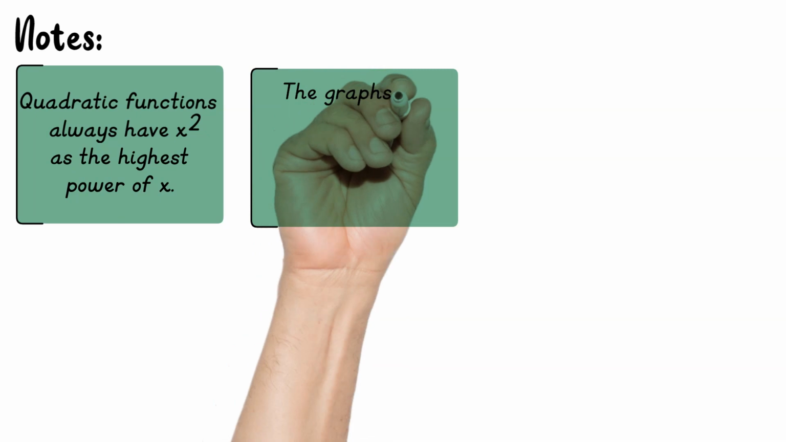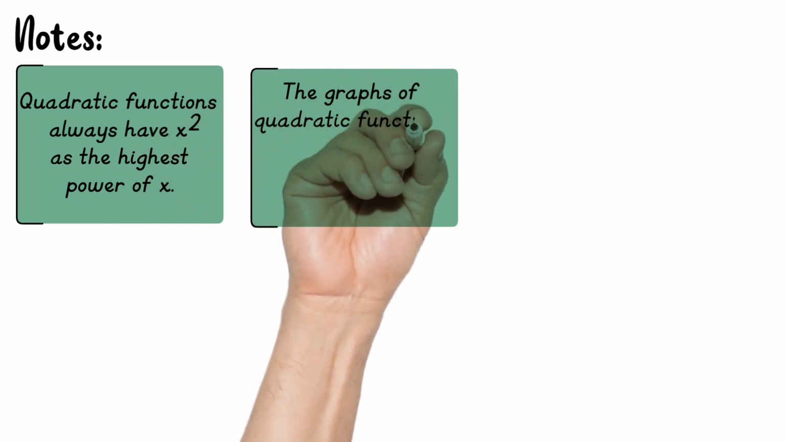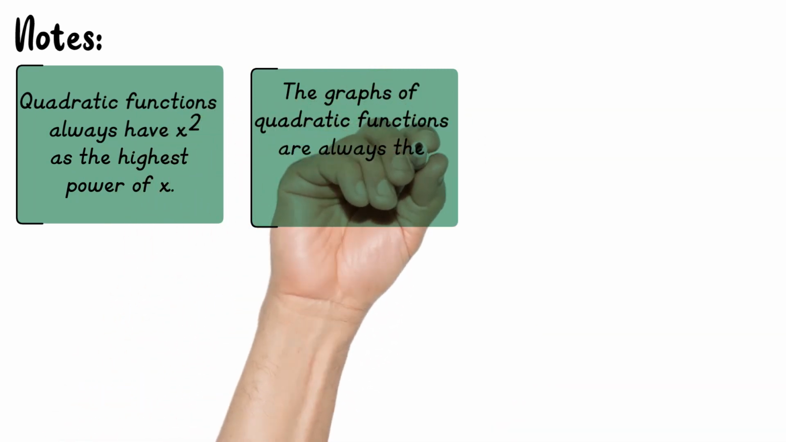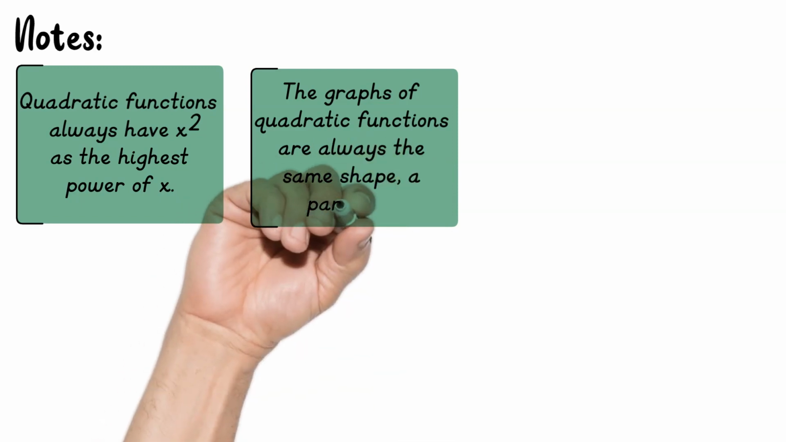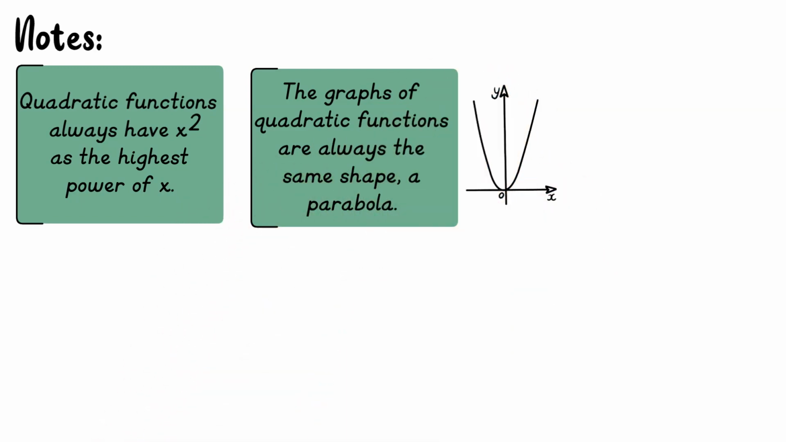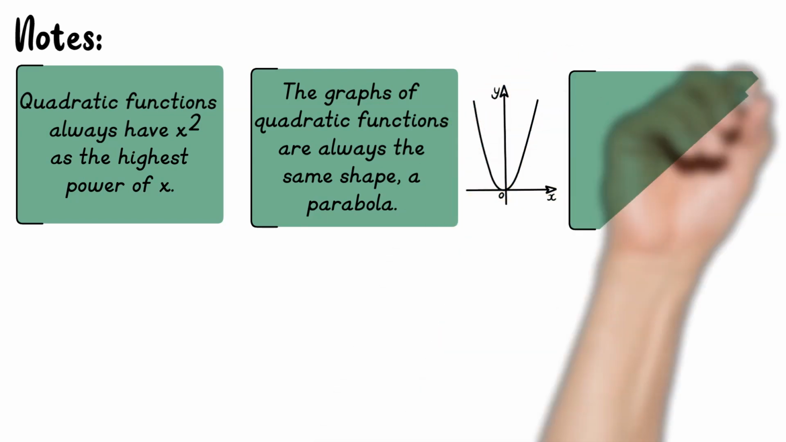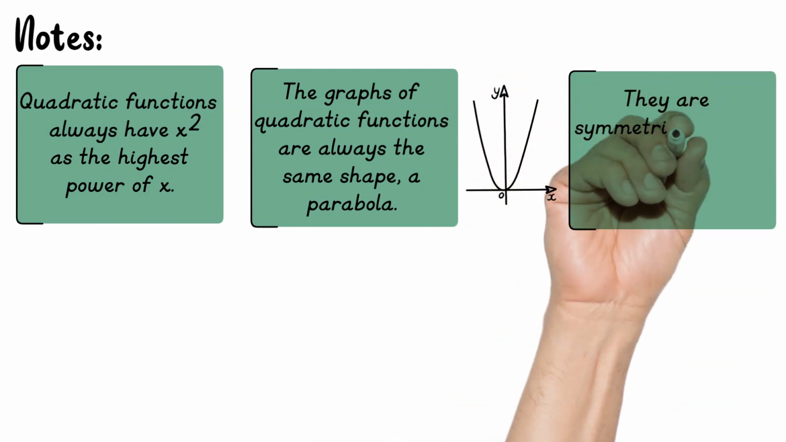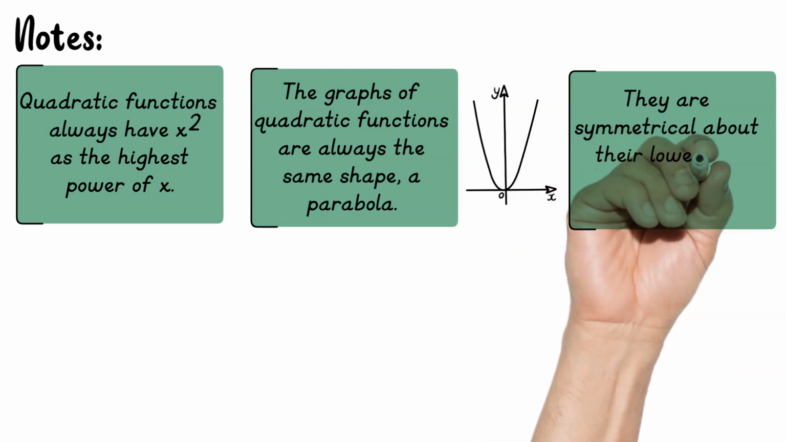The second point is that the graphs of quadratic functions are always the same shape, and that's called a parabola, which is the curve shape you see here. The third point is that all quadratic graphs are symmetric about their lowest or highest point.